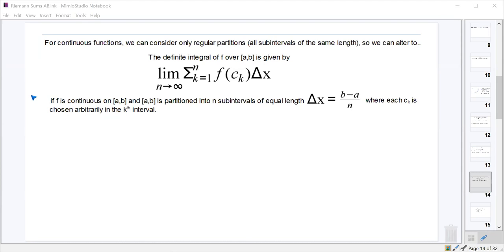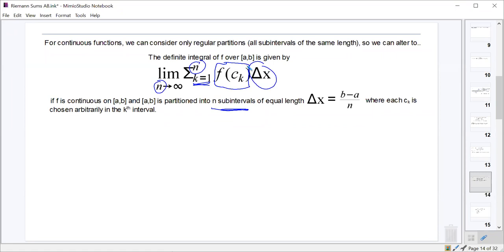And so we said, well, let's make the limit as n approaches infinity, where n is the number of subintervals, right? N subintervals, or n rectangles, of the sum from the first rectangle, k equals 1 being the first rectangle, to the nth rectangle, of the heights of each of the rectangles times the width of each of the rectangles.